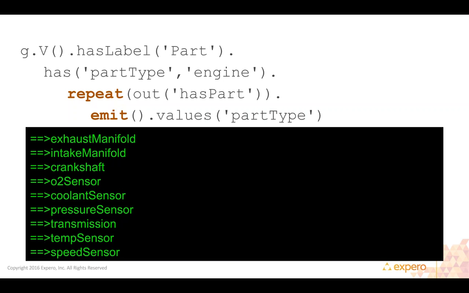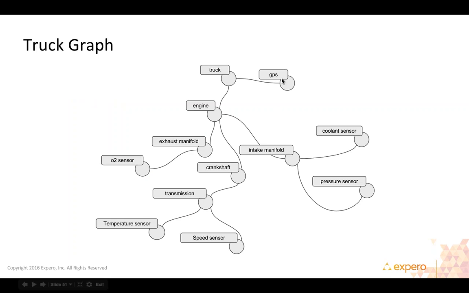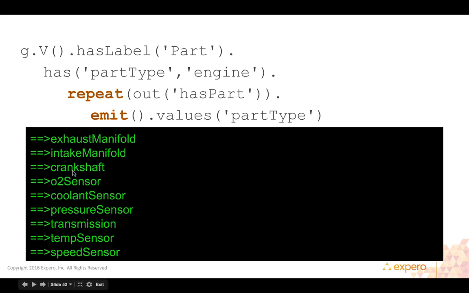So you'll see, if you remember from the previous, we start with our engine, and then we go down and we're going to run into this first level of parts. We have exhaust manifold, crankshaft, intake manifold, coolant sensor, and then below that, as you get deeper and deeper, you're going to get more vertices back. And so you can see that happening here.